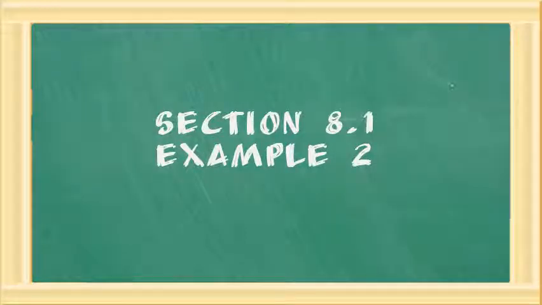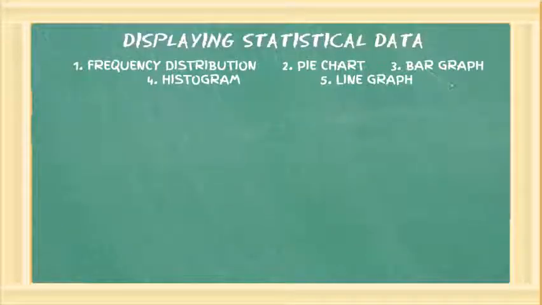Section 8.1, example 2. Recall last time we talked about collecting data to find out things about our population, and our data was called random sampling, and we would use that to try to see the bigger picture of what the population looks like. Now here we'll talk about 5 ways we can display the data using graphs and charts that will demonstrate what we found. All right. The 5 ways are frequency distribution, pie charts, bar graphs, histograms, and line graphs.